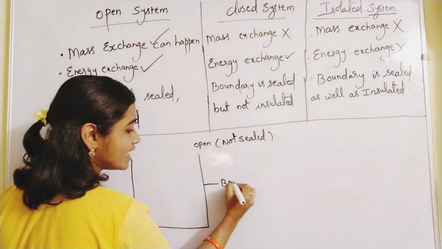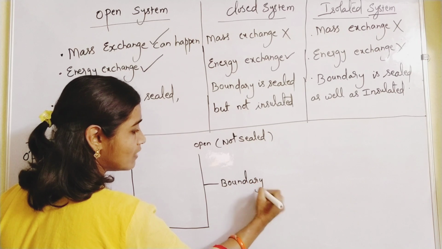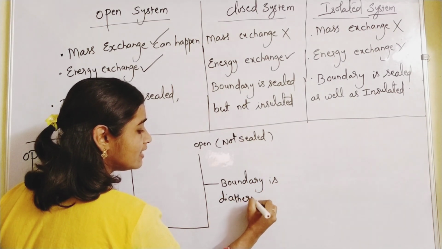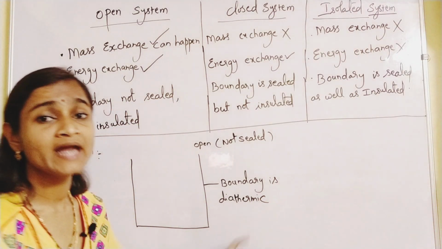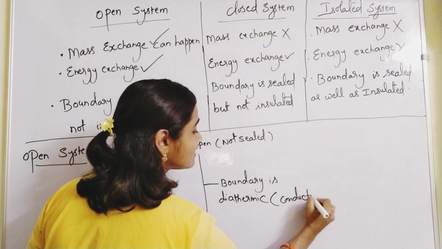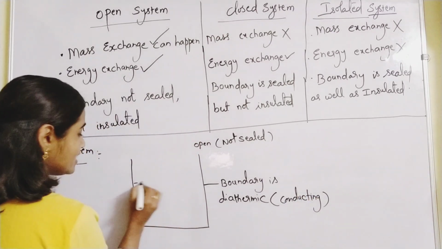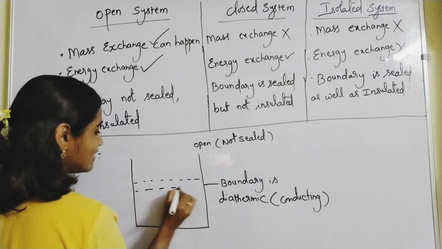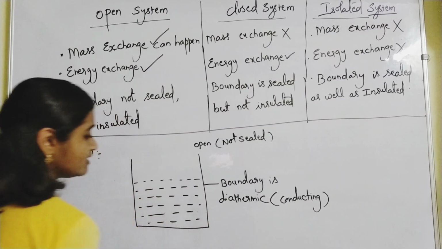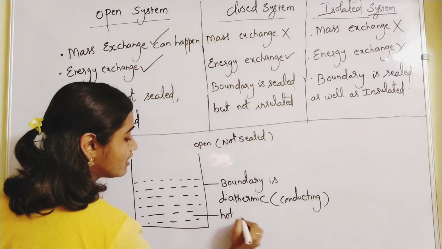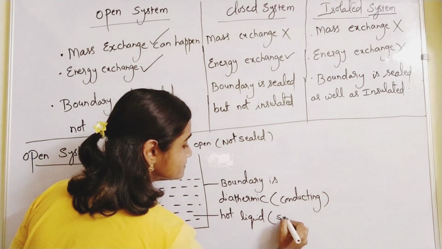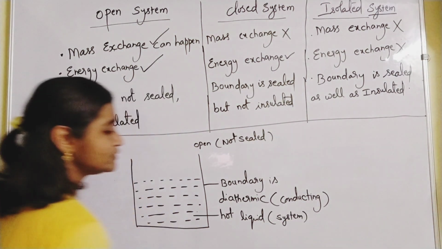And the boundary is diathermic, meaning nicely conducting. Heat exchange can happen. Diathermic means conducting; the boundary is conducting. Hot liquid you have taken in this, so evaporation can happen. The system here is hot liquid. Hot water constitutes the system.